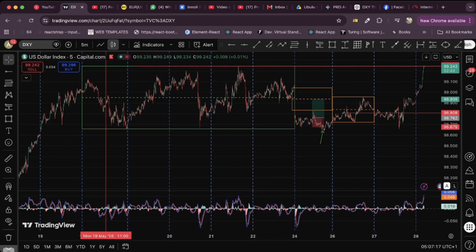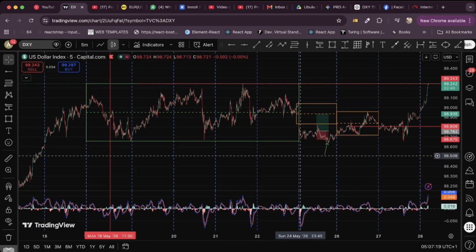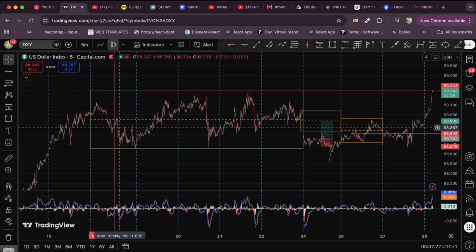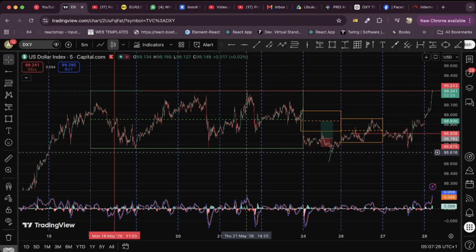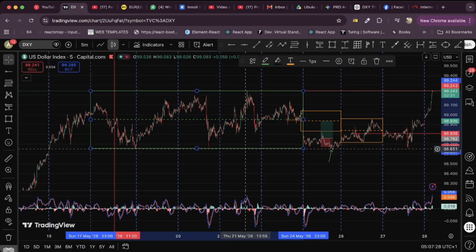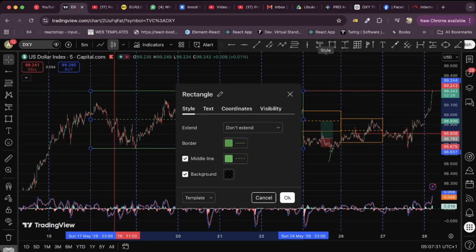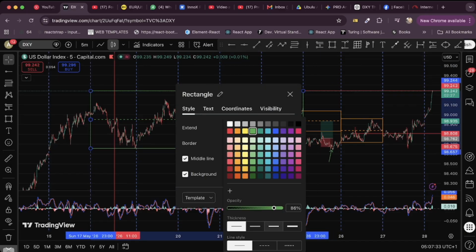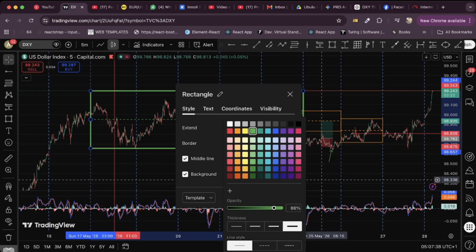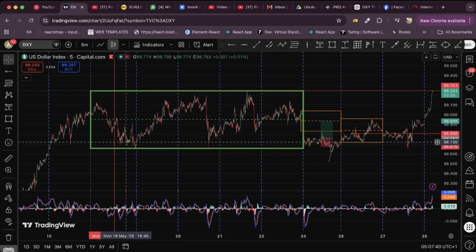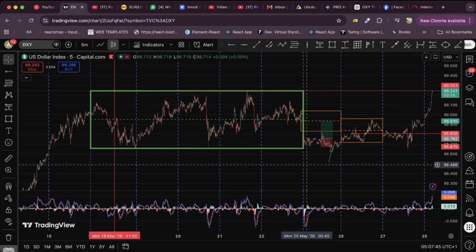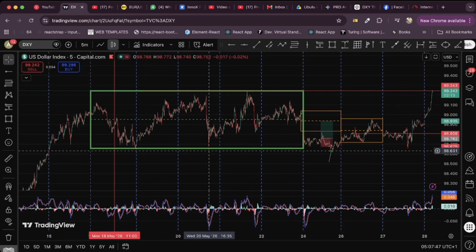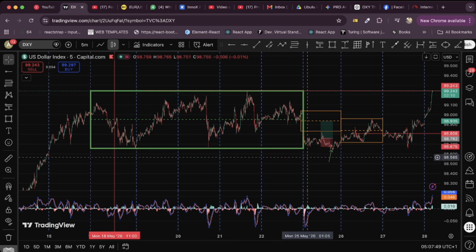The accumulation from the 4-hour is the green rectangular line. I hope you guys can see it, or if you can't, I'm just going to increase the border width so that it will be thicker and you guys can see it. I'll make it very bold. So you see the bold green box there, that's from the 4-hour time frame. That's the accumulation there.